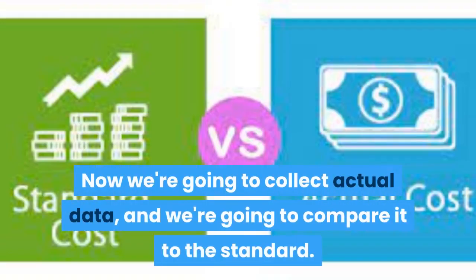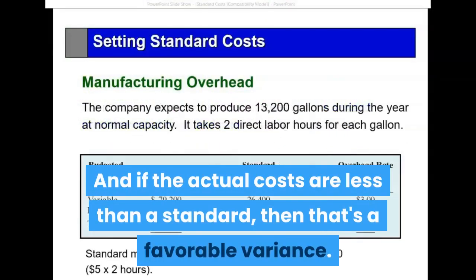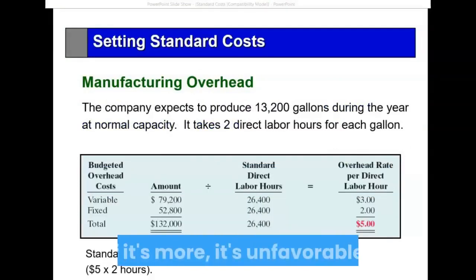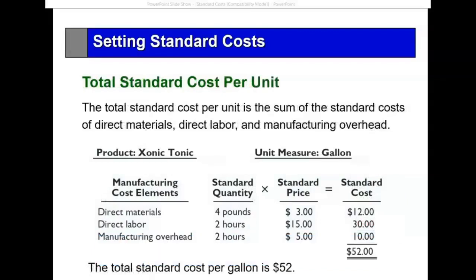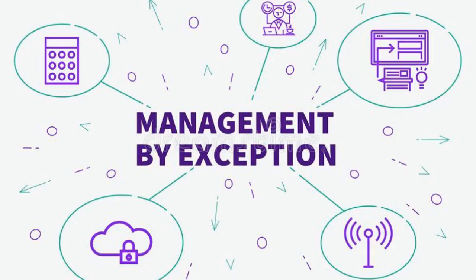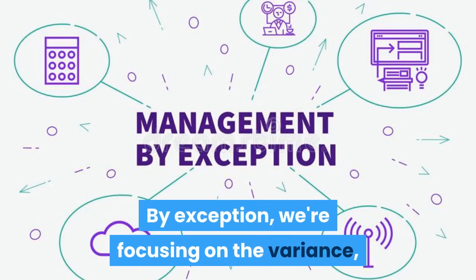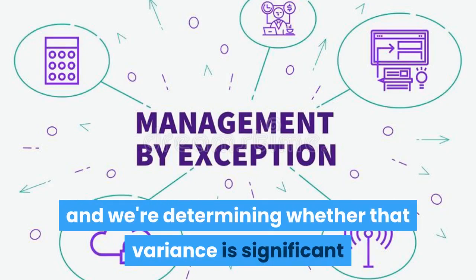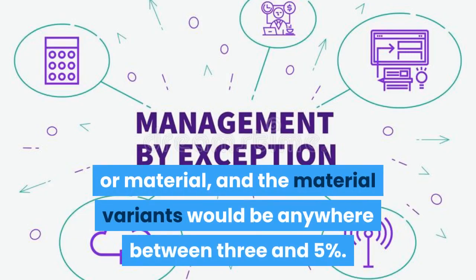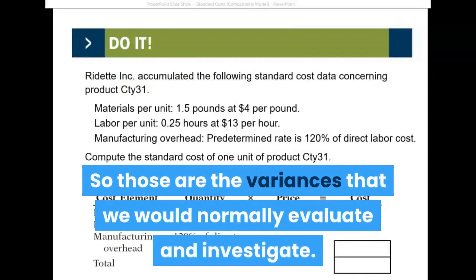However, variances. Now we're going to collect actual data, and we're going to compare it to the standard. And if the actual costs are less than the standard, then that's a favorable variance. If it's more, it's unfavorable. So then we're able to analyze the variance to determine the underlying factor. And again, this is management by exception. We're focusing on the variance, and we're determining whether that variance is significant or material, and a material variance would be anywhere between 3 and 5%. So those are the variances that we would normally evaluate and investigate.